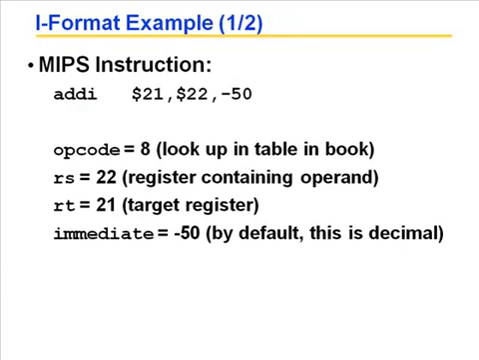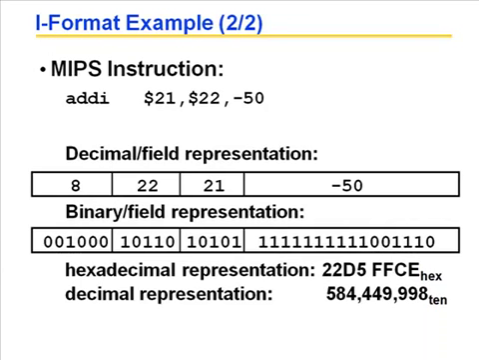So the MIPS instruction: add immediate -50 to register 22 and store in 21. The opcode would be 8. RS, the register containing the operand, is 22. RT, the target register, is 21. And then the immediate would be -50. So in that 16-bit immediate field, you would have -50 sign extended, represented in 2's complement form.